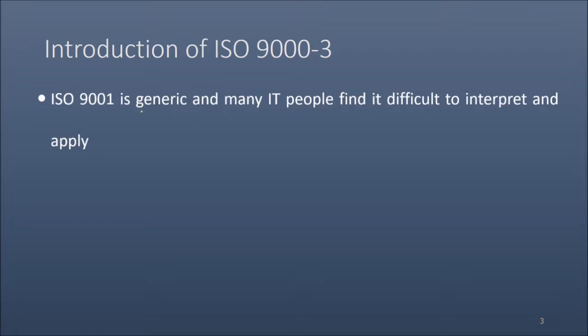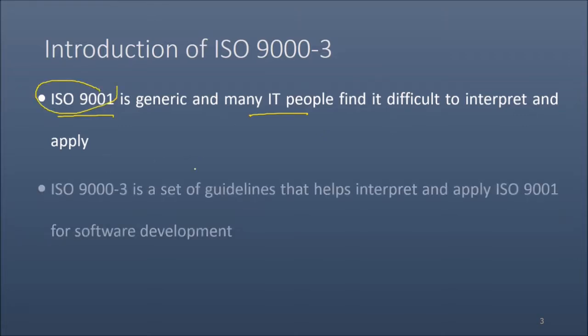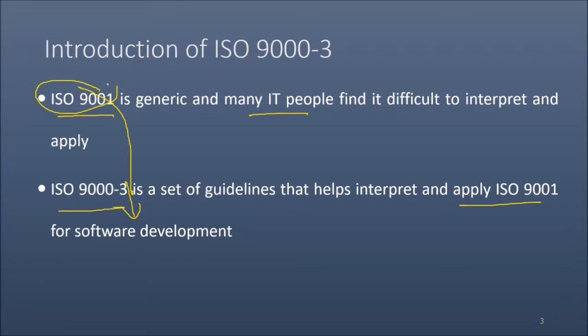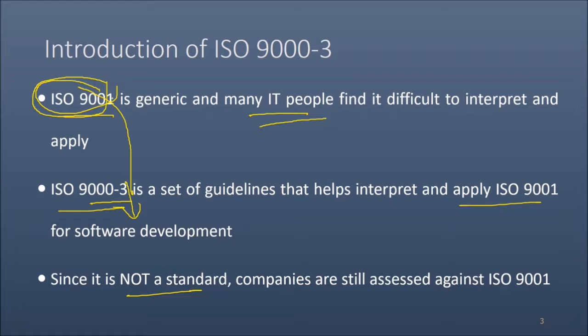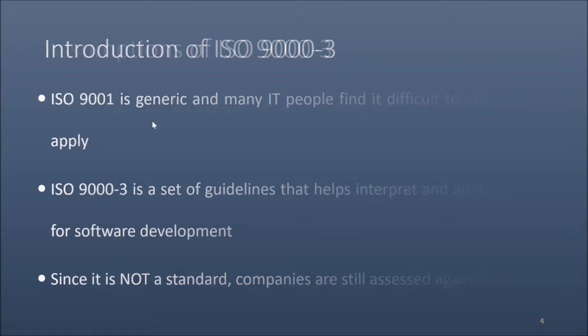So, an introduction to ISO 9003. ISO 9001, as we are aware, is generic, and many IT people find it difficult to interpret and apply ISO 9001. So ISO 9003 is a set of guidelines that help interpret and apply ISO 9001 in software development. We are dealing with ISO 9001 only, but ISO 9003 sets the guidelines for how an IT person can apply ISO 9001 in software development. Since it is not a standard, as 9001 is a standard, companies are still assessed against ISO 9001 only.